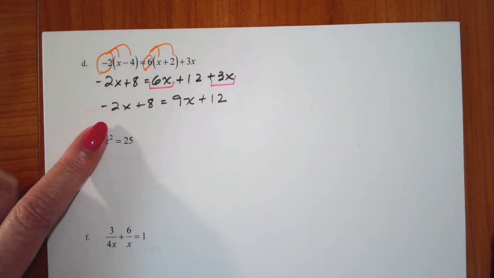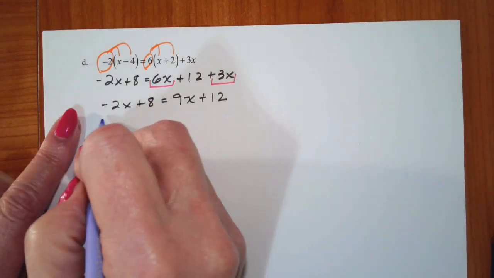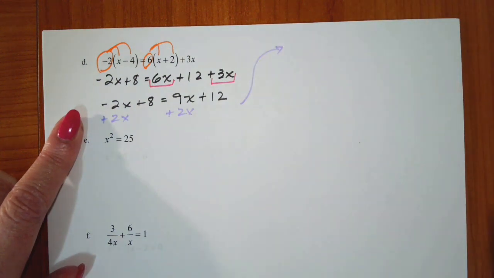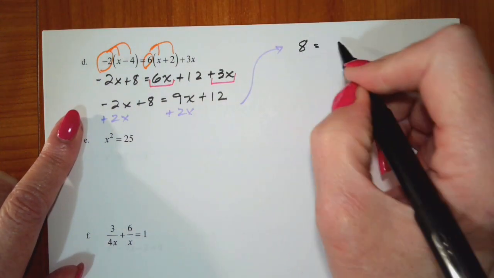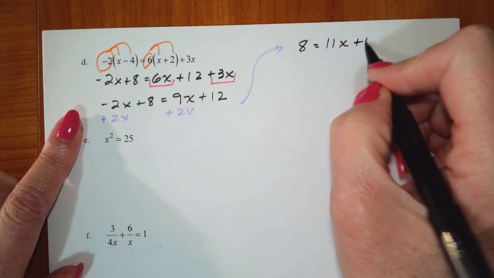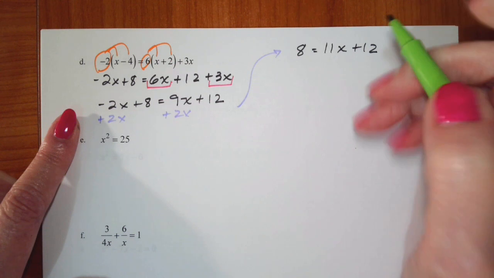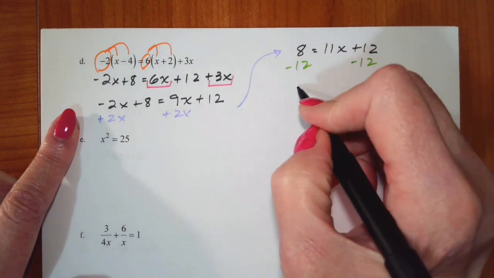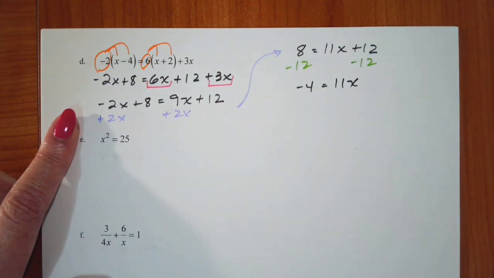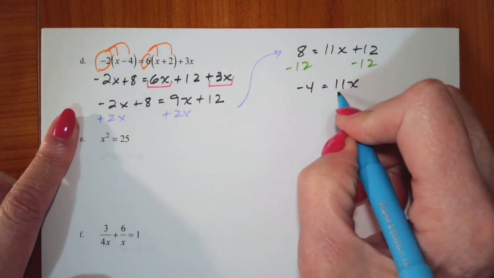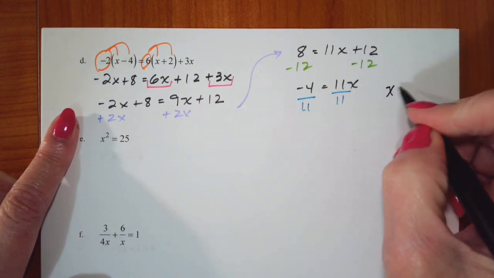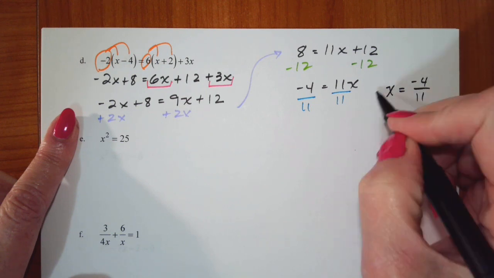You can put the variables on either side. I'm going to add 2x to both sides on this one because then it makes it positive. But it doesn't matter. So I have 8 is equal to 11x plus 12. Subtract 12 from both sides, and I get negative 4 is 11x. Divide by 11, and I get finally that x is equal to negative 4 over 11.